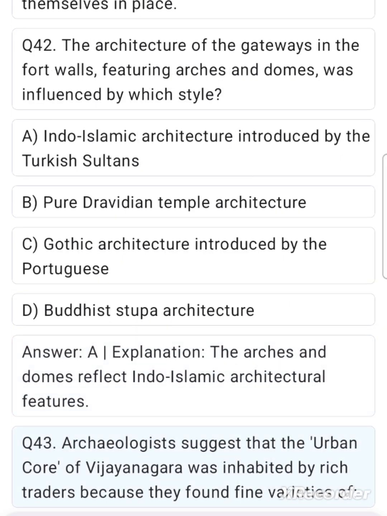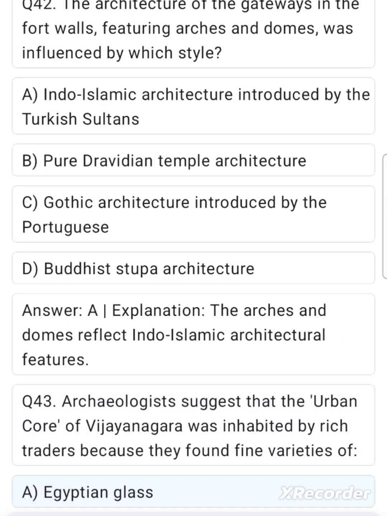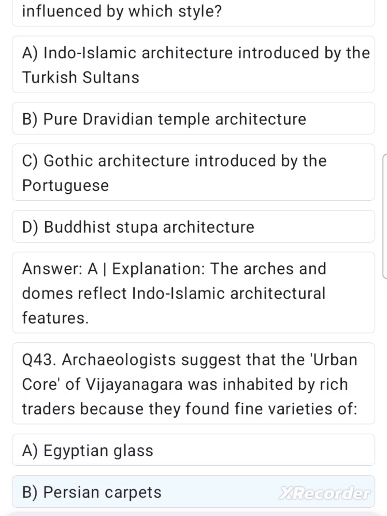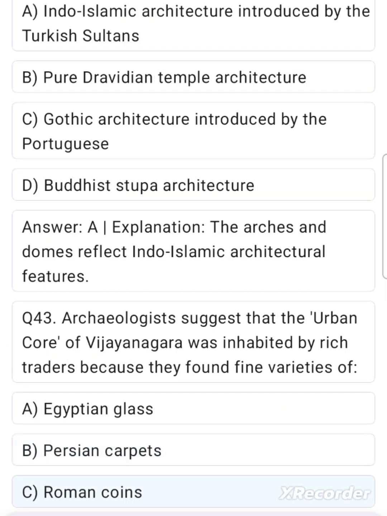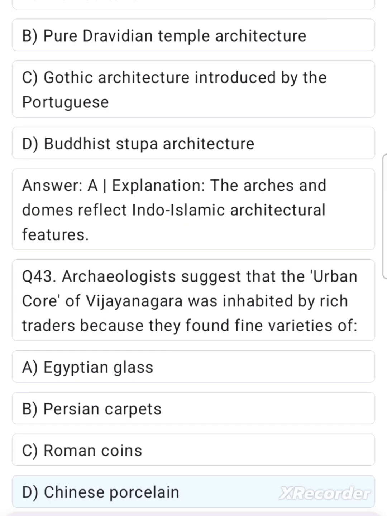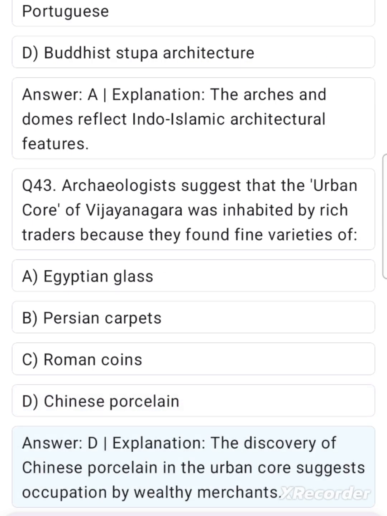Q43. Archaeologists suggest that the urban core of Vijayanagara was inhabited by rich traders because they found fine varieties of: A. Egyptian glass. B. Persian carpets. C. Roman coins. D. Chinese porcelain. Answer: D. Explanation: The discovery of Chinese porcelain in the urban core suggests occupation by wealthy merchants.